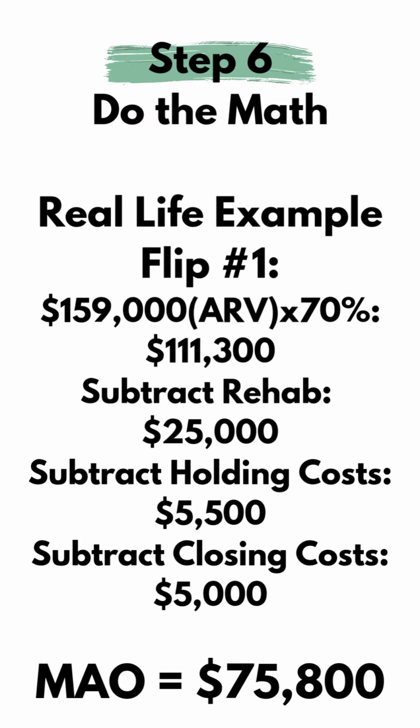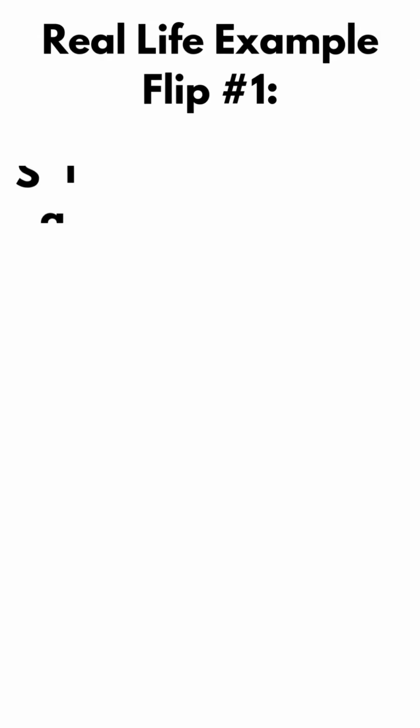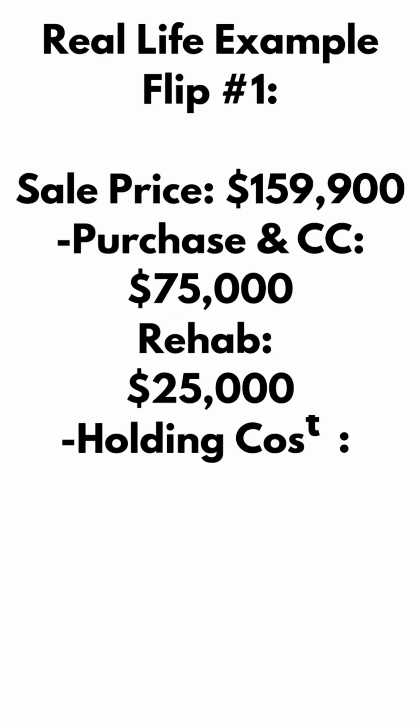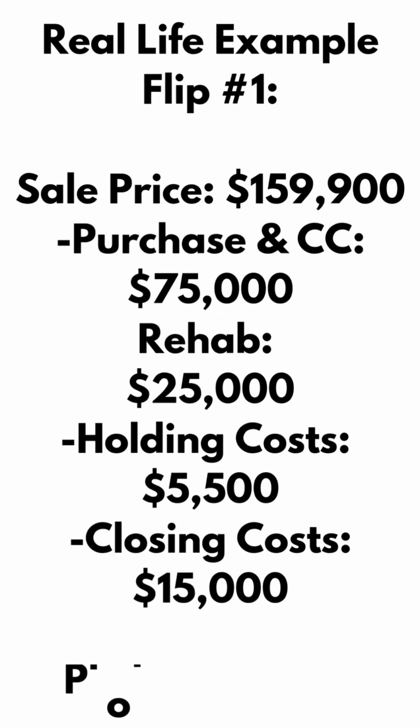For our first flip, I came up with a max allowable offer of $75,800. Sticking to the numbers on our first flip, we still made a profit of $38,500, even though our closing costs wound up being $10,000 more than anticipated.